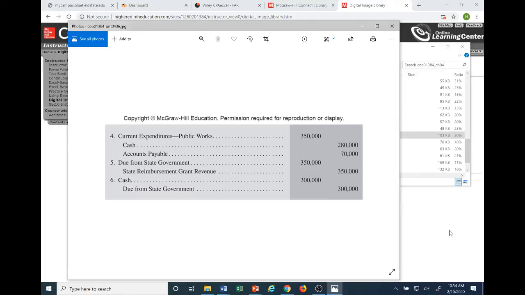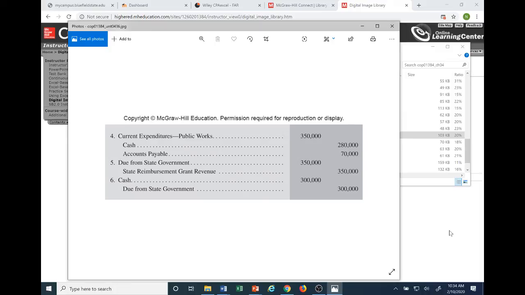Now, remember, this is a reimbursement type grant, so we have to spend the money to get the money back, right? To be able to count it as revenue. So notice here on entry 5, as soon as we made that expenditure, even though we've only paid $280,000 in cash, we're going to go ahead and set up a due from state government for the full $350,000, and then we're going to credit state reimbursement grant revenue of $350,000. Why did we debit a due from the state for the full $350,000 right there, and not just the $280,000?